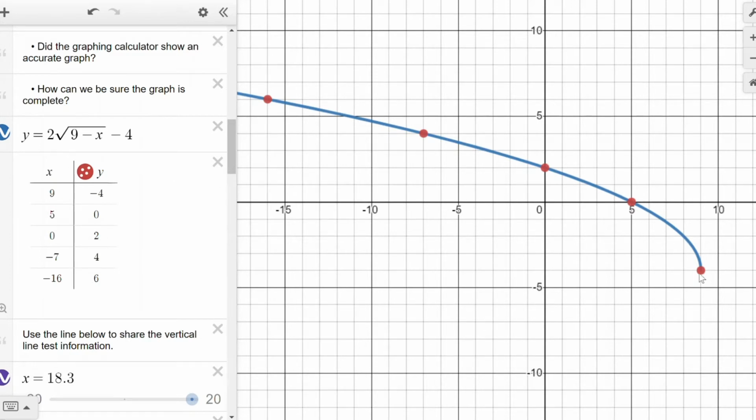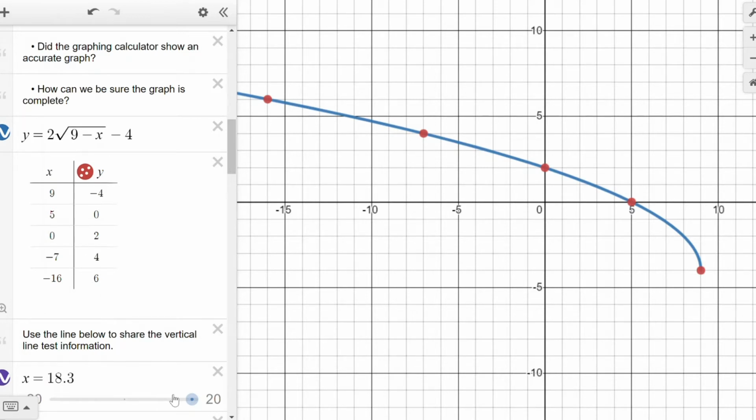So I see that at 9 for x, I have a point. 9 minus 9 is okay. I will have a square root of 0 if I'm plugging that in. The problem is I couldn't put 10 in. If I put 10 in, I would have 9 minus 10 under the radical, and that would give us an imaginary number. And we are dealing with all real numbers, not imaginary. So I can't do that.